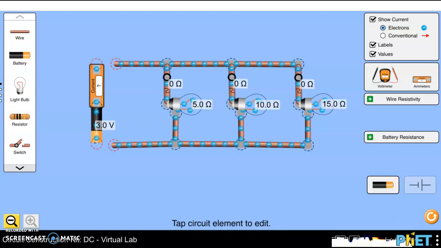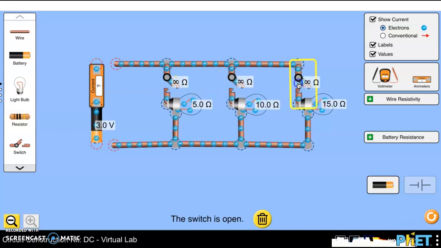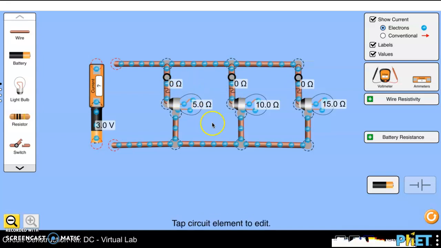So I'm going to try to calculate that for this circuit that I have right here. I got a 3-volt battery that I'm going to connect to a parallel circuit with 3 light bulbs in parallel. The light bulbs have resistances of 5 ohms, 10 ohms, and 15 ohms. These 0 ohms, these are switches. Okay, I added switches because I want to show you something a bit later with the switches. We'll just ignore the switches for now.